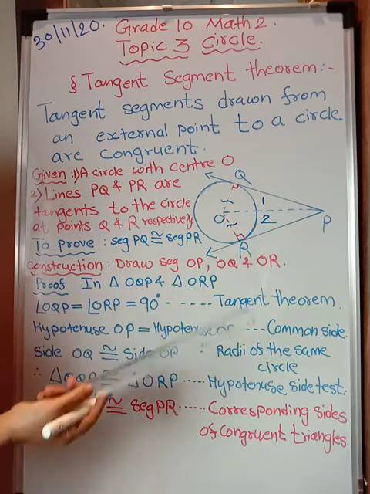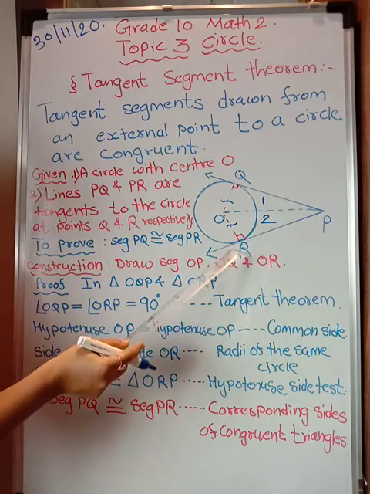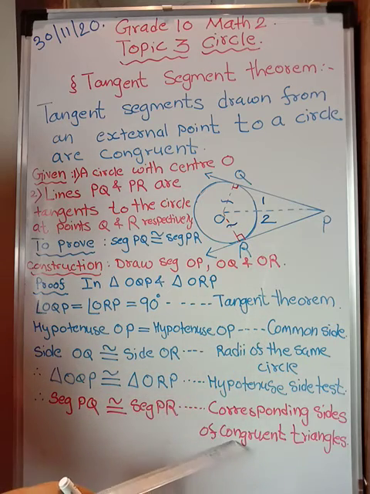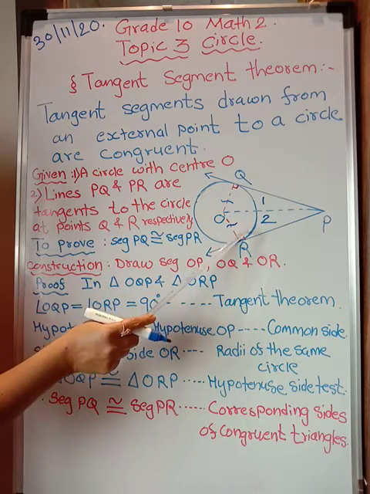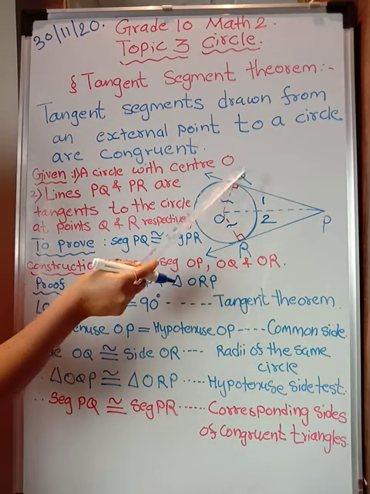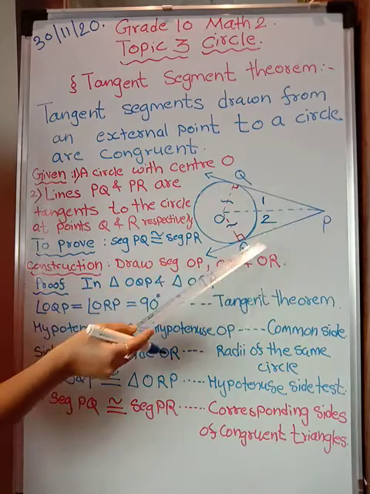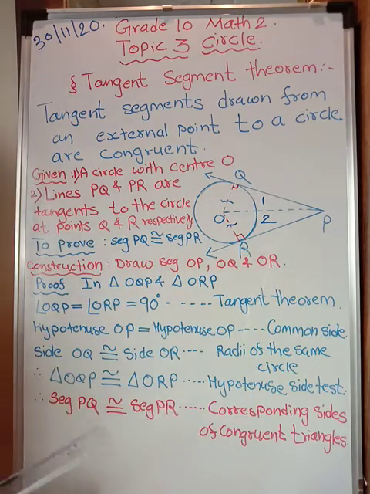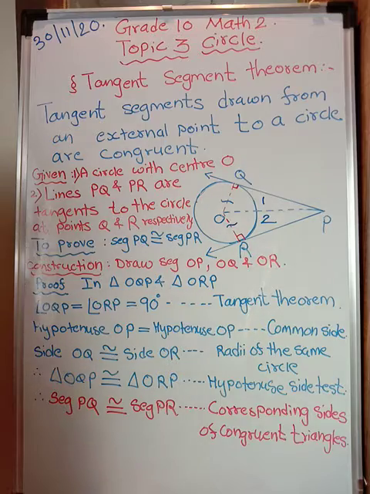Once these two triangles are congruent, PQ and PR are corresponding sides of congruent triangles. So we can write PQ is congruent to PR, because corresponding sides of congruent triangles are always congruent. And what are PQ and PR? They are tangents. Very easy proof, no? Only we have to use the hypotenuse side test. Okay, so please remember two theorems. First is the tangent theorem and another is the tangent segment theorem.